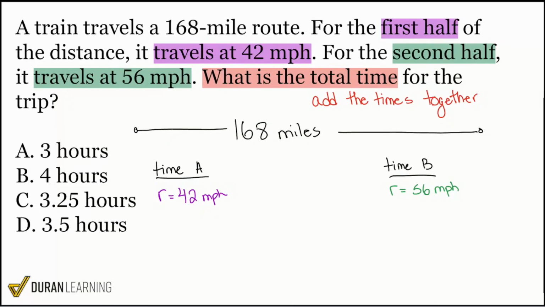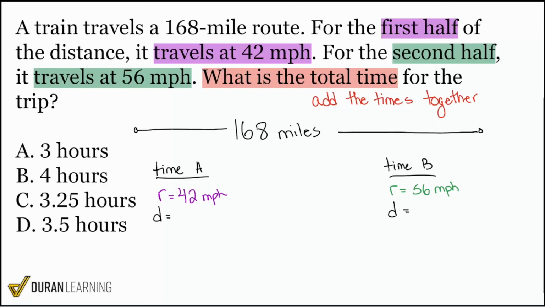Now, let me show you the very subtle, very makeable mistake that a lot of people will make on this one. The mistake is thinking that the distances are 168 miles. They are not, everyone. Because it says the route is 168 miles for sure. But what does it say here? The first half of the distance. And then for the second half.